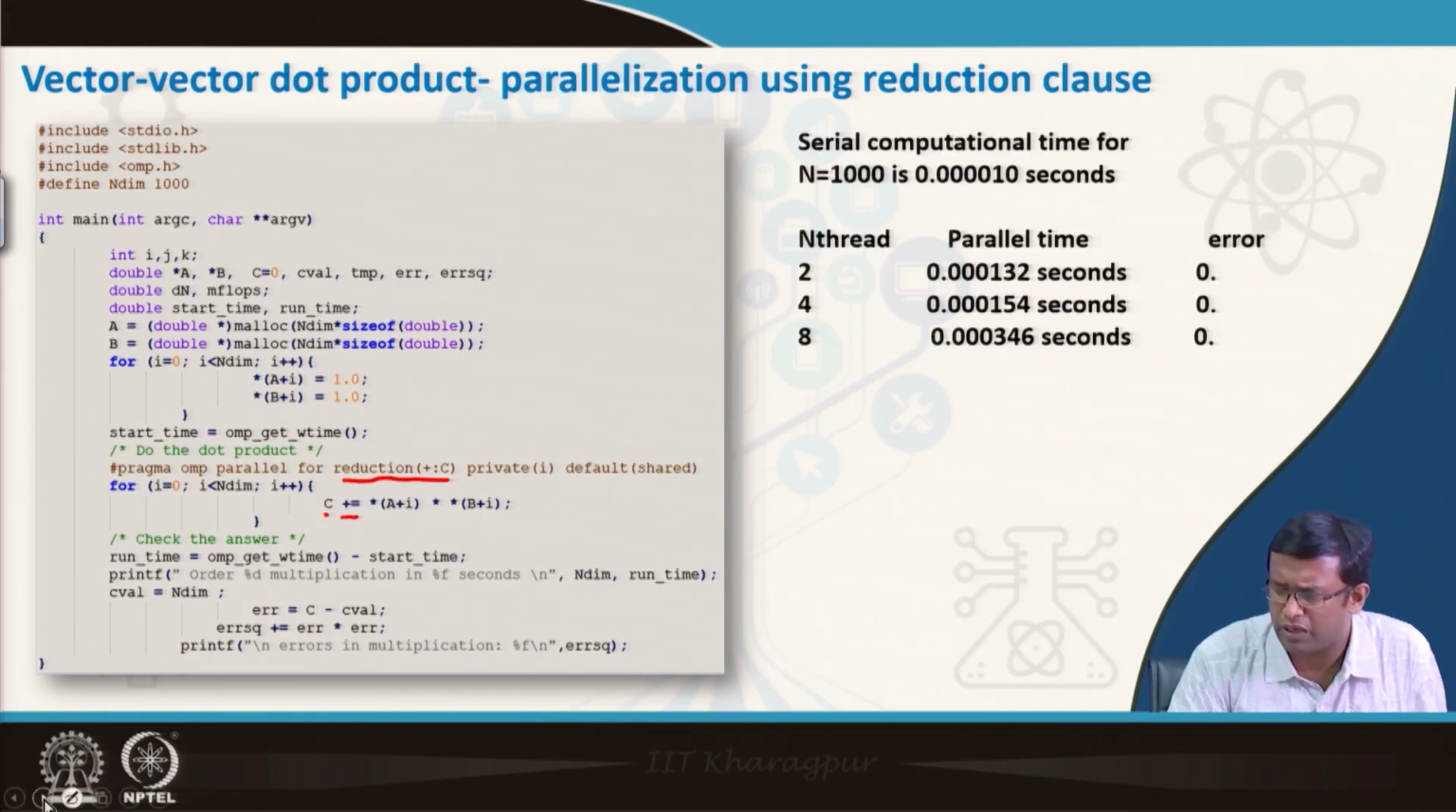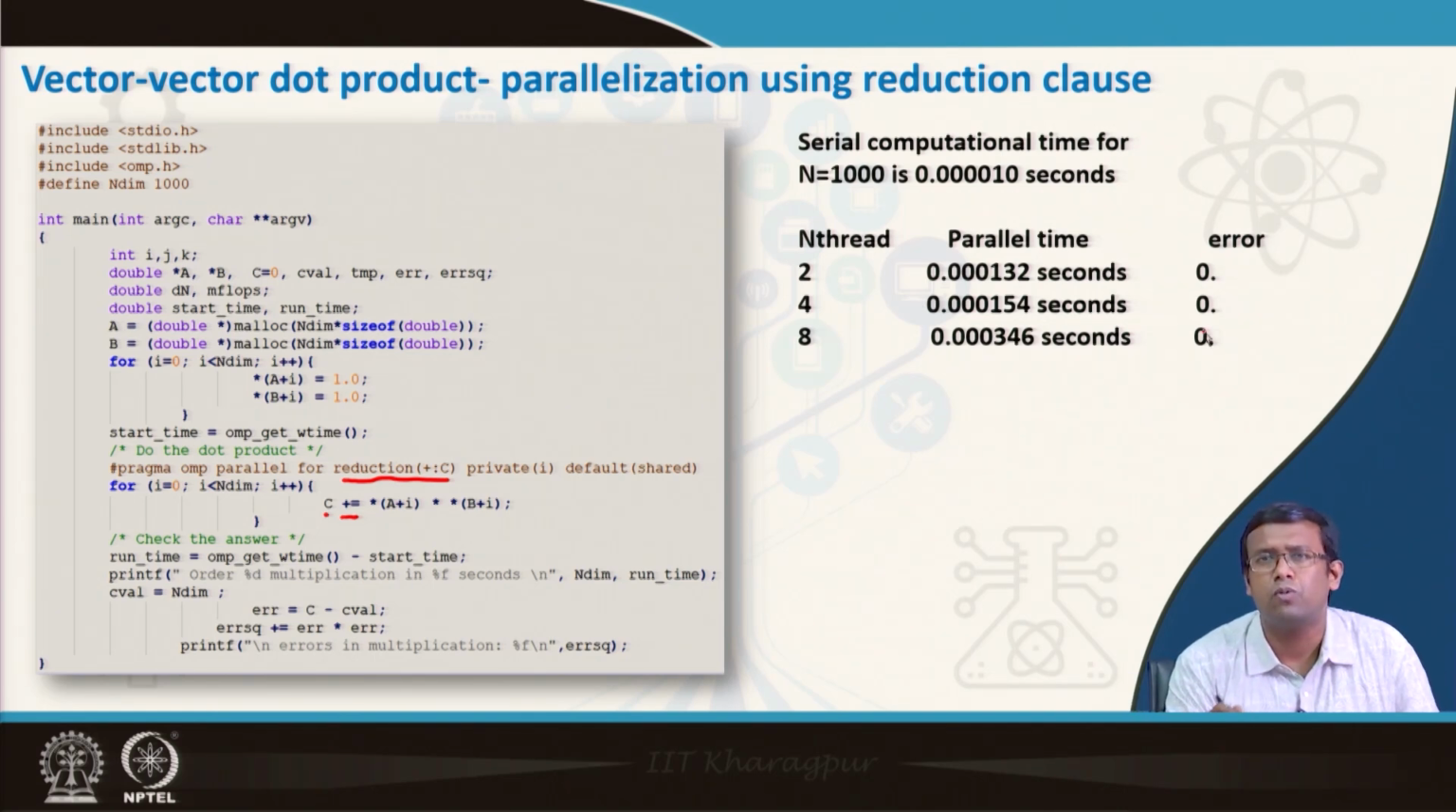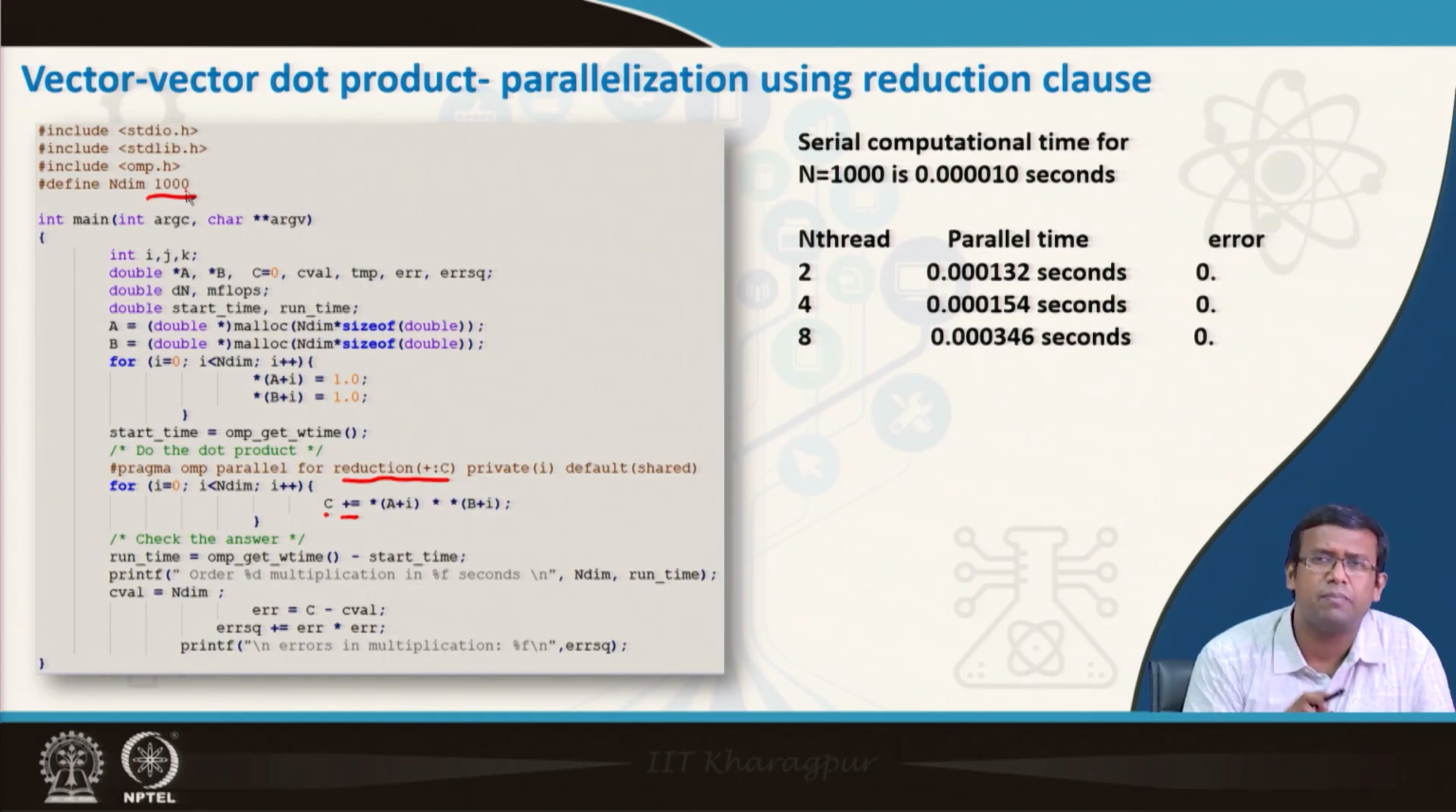So, what happens when we run the reduction clause? Computing time reduced, but it's again not comparable to the serial computational time; it is more than the serial computational time. Error is 0, which is fine. So, still the parallel computation time is more than the serial time, because the vector is a very small vector, and the computational task given to it is quite small.